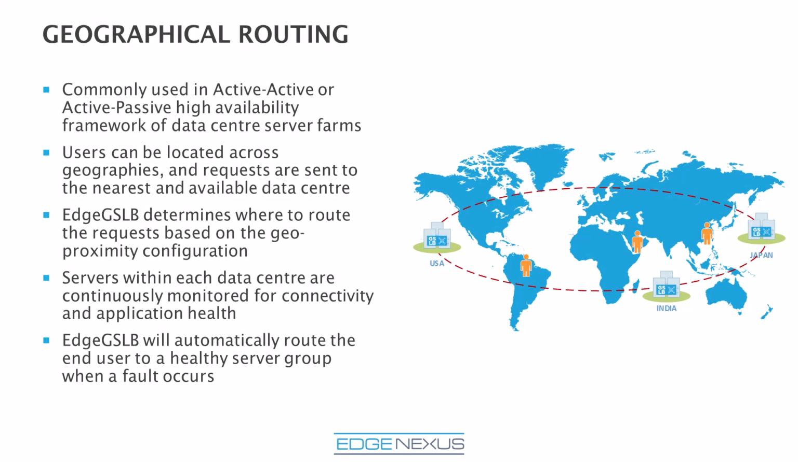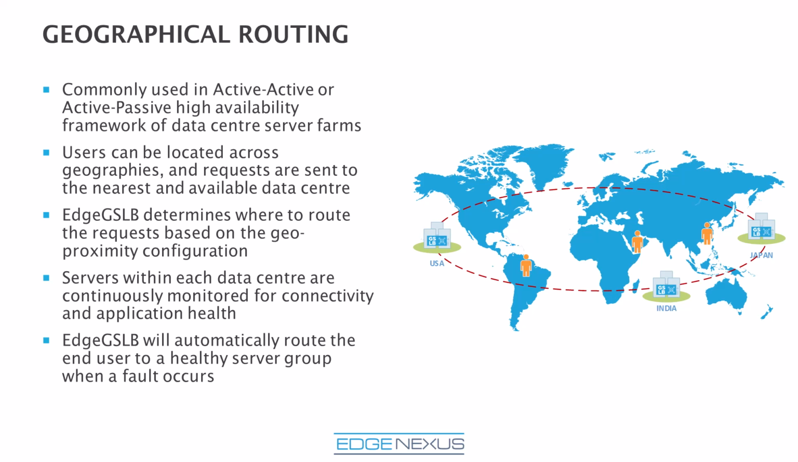Most organizations use EdgeGSLB in either an active-active or active-passive, high-availability framework. Users can be located across geographies, and their requests are sent to the nearest available data center in order to have the best user experience.